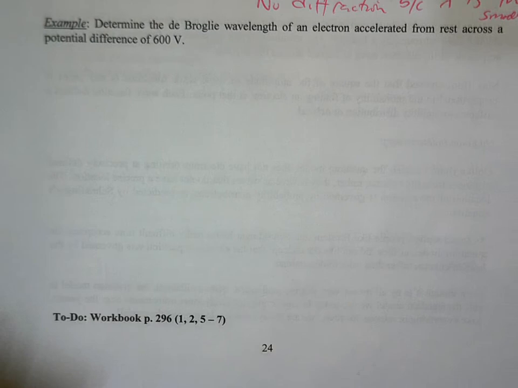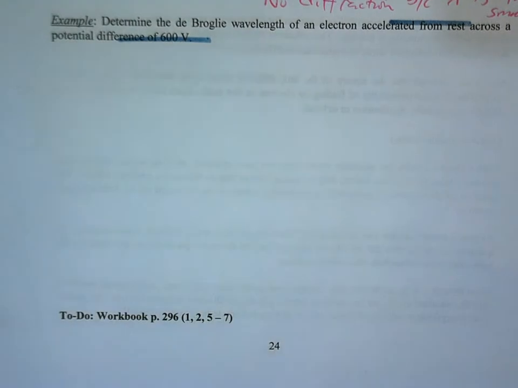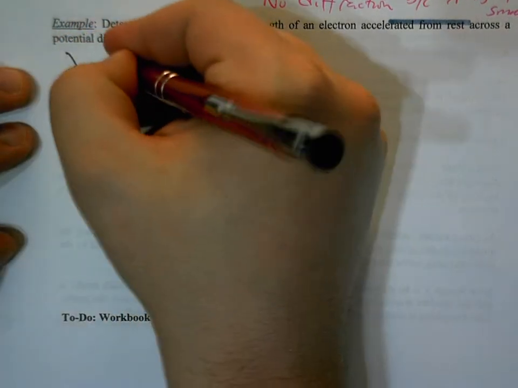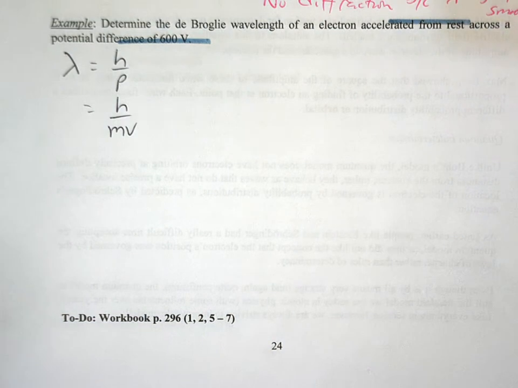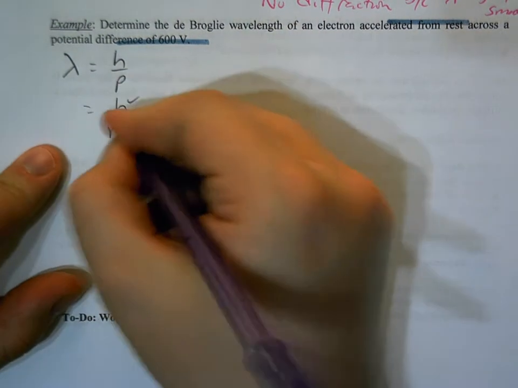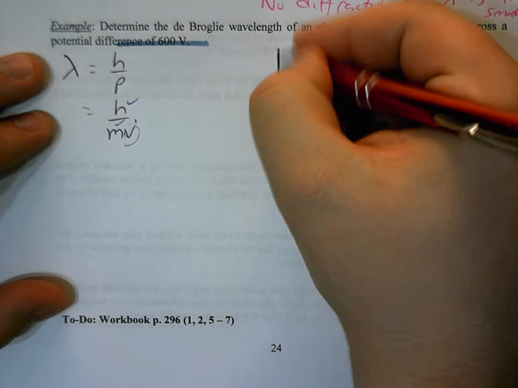So we'd like to determine the de Broglie wavelength of an electron accelerated from rest across a potential difference of 600 volts. All right, so we know the de Broglie wavelength is h over p, or h over mv. Now, we know h, we know m, but we don't know v. So we have to figure this out. But if it's accelerated from rest across a potential difference of 600 volts, here's that case here.